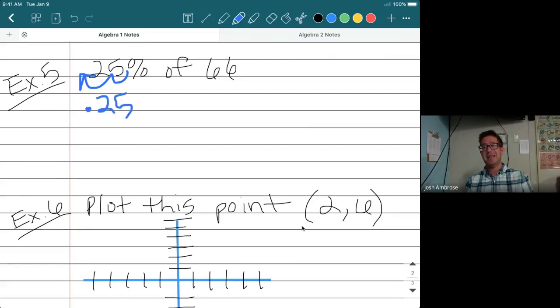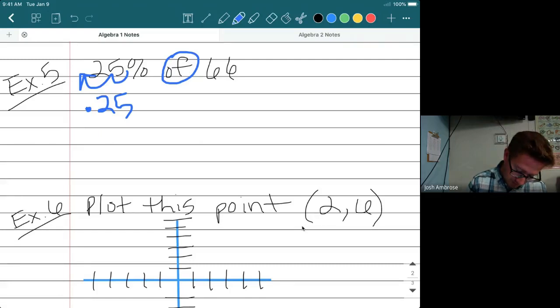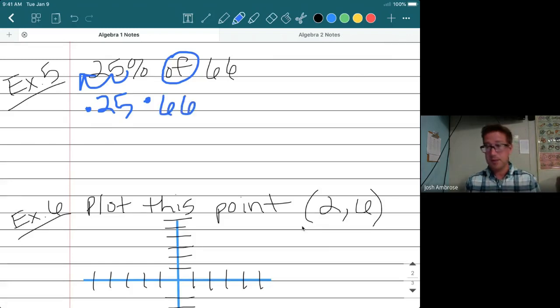0.25. The next thing is the word of. This word of, when you use it in a mathematical sentence, it's just a fancy way of saying like make an equation, but use words. The word of means multiply. So the word of is going to be our multiplication symbol, and then 66. Okay, so all we're doing here is basically taking 0.25 and multiplying it by 66.